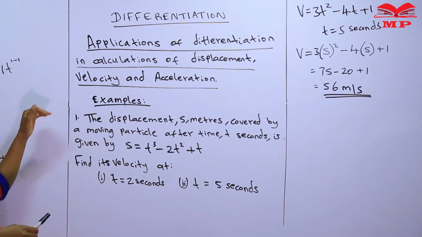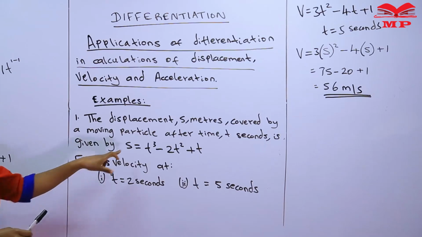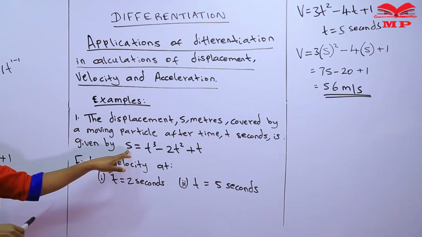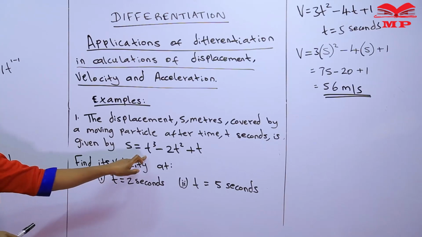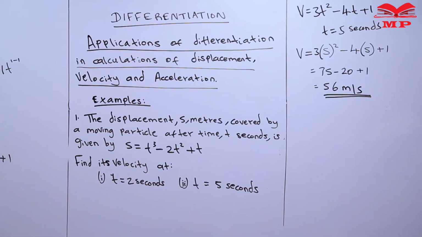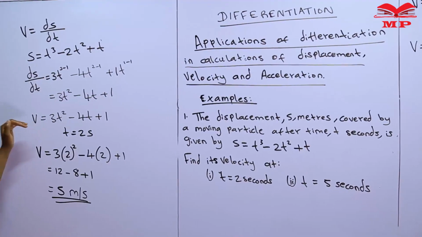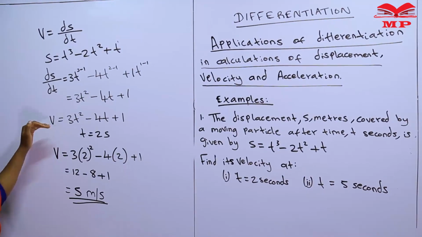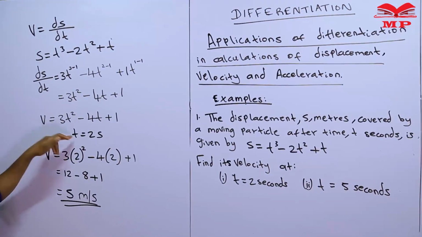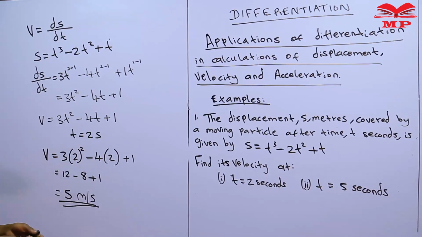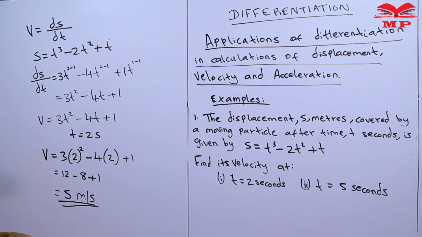So whenever you are calculating velocity and you have the equation for displacement or the distance, you differentiate with respect to time t. Then after differentiating, you will get the equation for velocity. With the equation for velocity, you can calculate the velocity at any point. When t is 2 seconds, when t is 5 seconds, you are able to get the value for the velocity. Again, part B of that question, so the first one was finding the velocity at t equal to 2 seconds and t equal to 5 seconds.